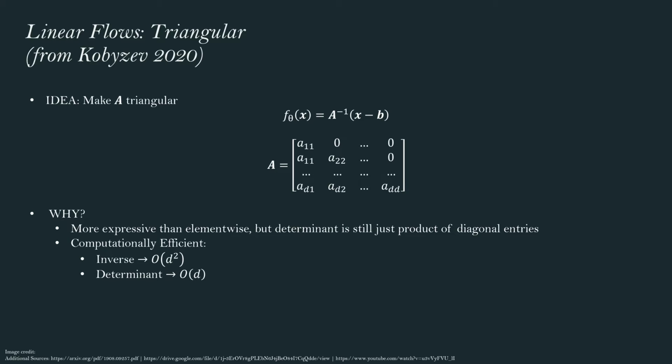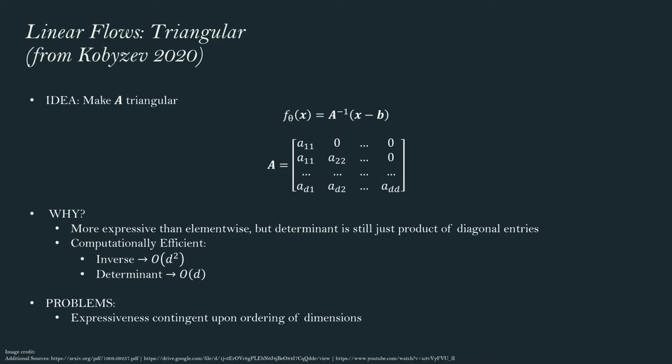The inverse is big O D cubed. So it's a little bit more expensive to calculate the inverse, but that's not such a huge deal because we're not going to be doing that as much as we need to be calculating the determinant. The determinant of the Jacobian is the real bottleneck here, and we can do that in linear time. So we got more expressiveness for effectively no additional cost.